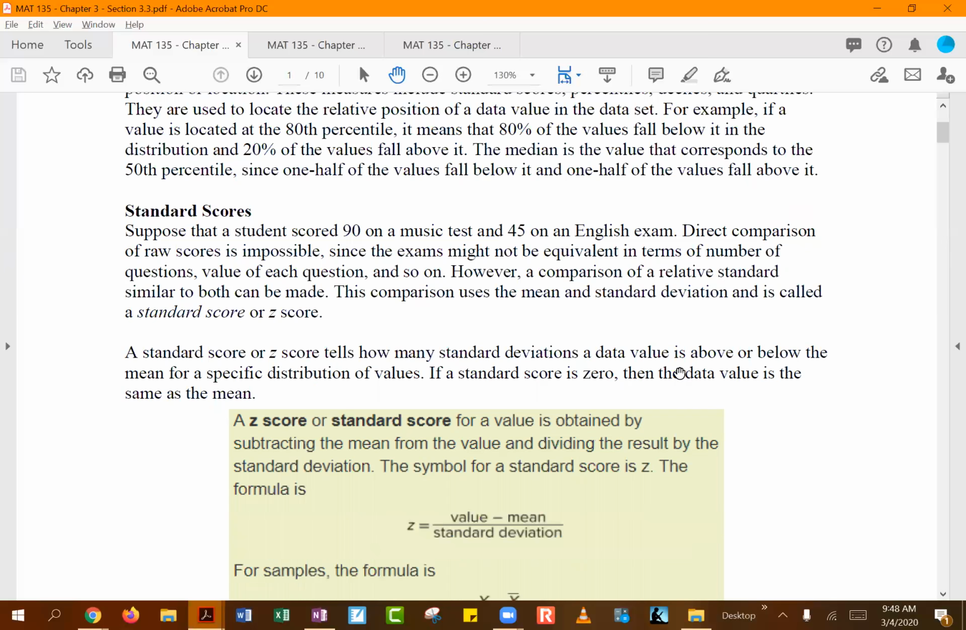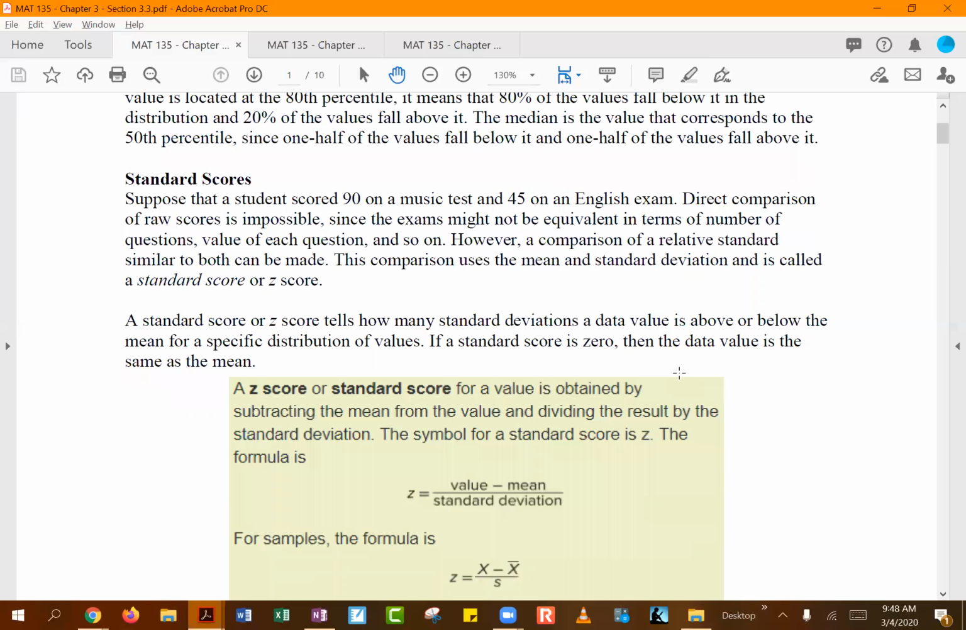So like I said, the first thing we're going to start out with is your standard score, or z-score. Basically, a standard score is to try and find out how far away we are from the mean. Are we above the mean? It's going to be a positive number. Are you below the mean? It's going to be a negative number. You can see this example right here.